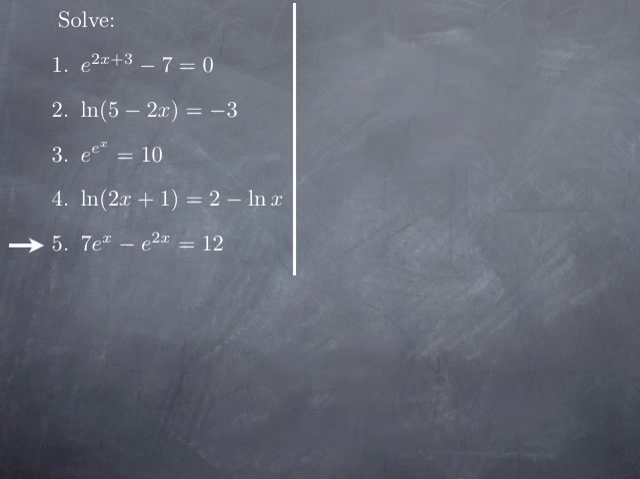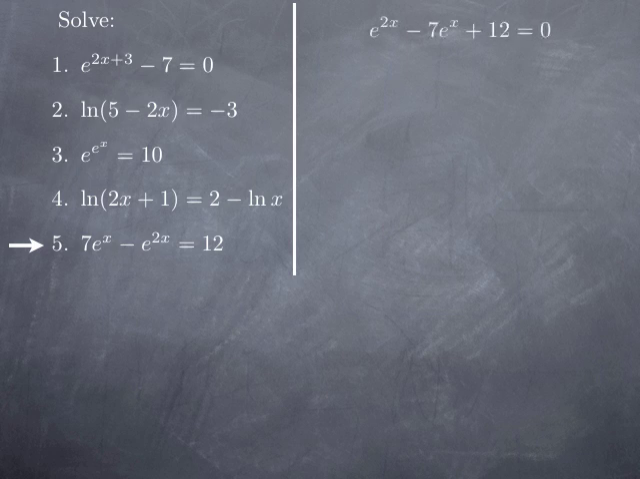For the fifth equation to solve, again we have two different exponentials, so we're not in a case comparable to 1 or 3 where we could just isolate a single exponential and take the log on both sides. We don't have an issue for the domain because we only have exponentials and they're defined everywhere. But we need to find a way to combine these exponentials in some way.